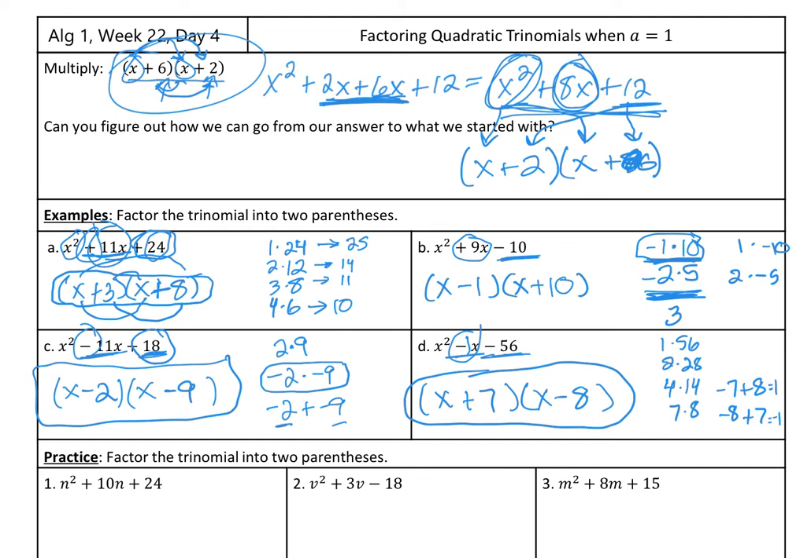I will point out real quick also, this is when a equals 1, and what that's referring to is the fact that all of these start with an x squared. None of them start with a number in front of that x squared, like 2x squared or 3x squared.